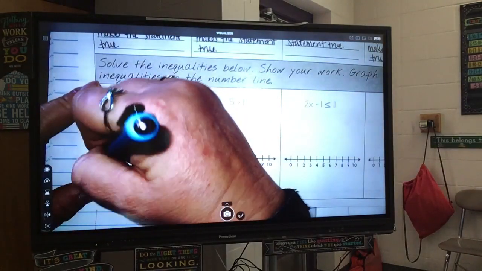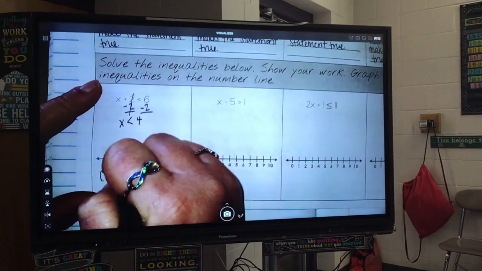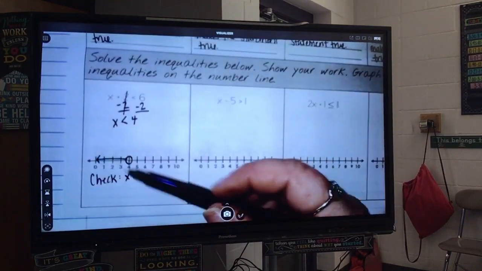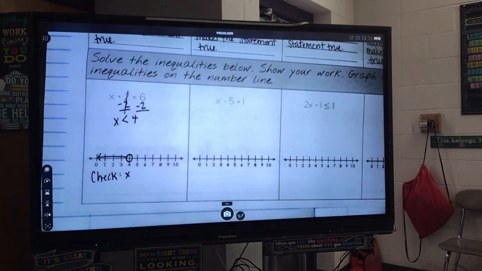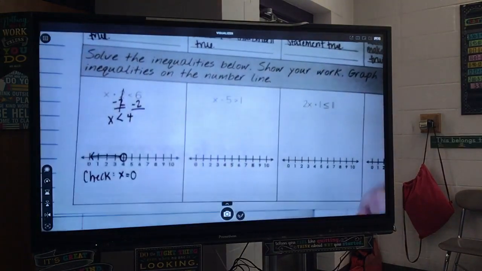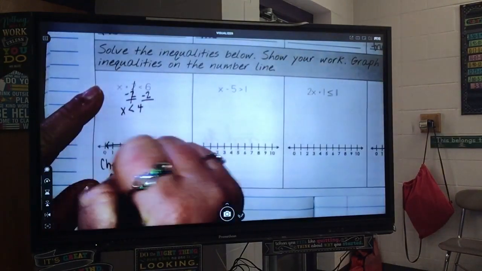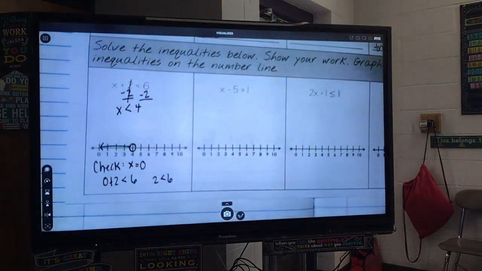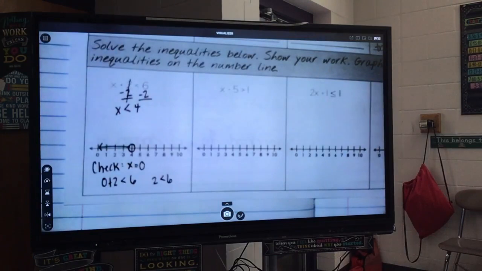So at this point, we are going to check our work. Someone give me a value for x that is in the direction of the arrow that Mason told me to draw. Caleb? 0. So x equals 0. Now we're going to plug in: 0 plus 2 is less than 6, which means 2 is less than 6. Is that a true statement? Yes, it is. Therefore, we know that our graph is right. We know we solved it right, and we're good to go.